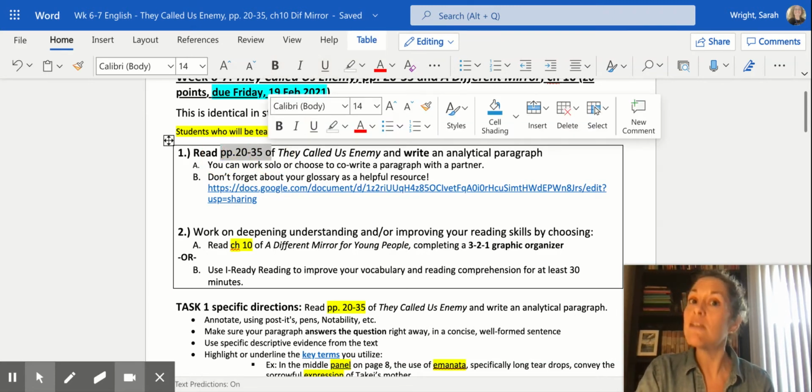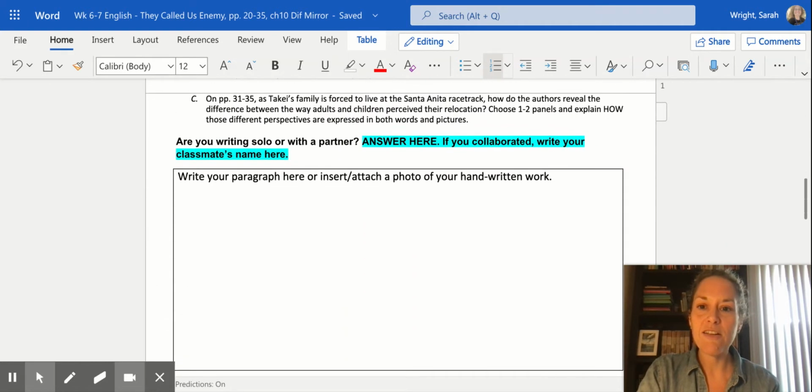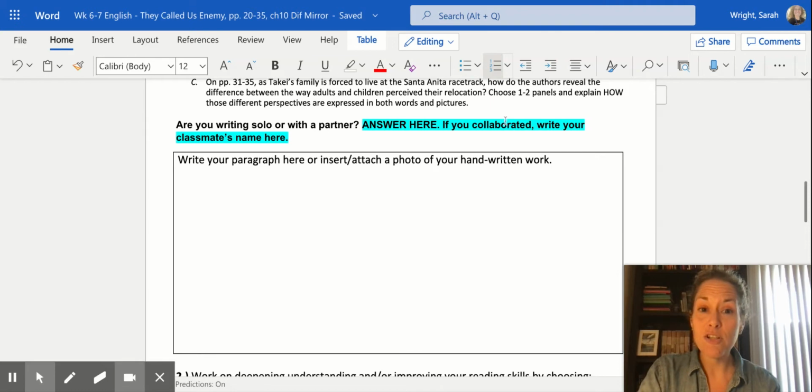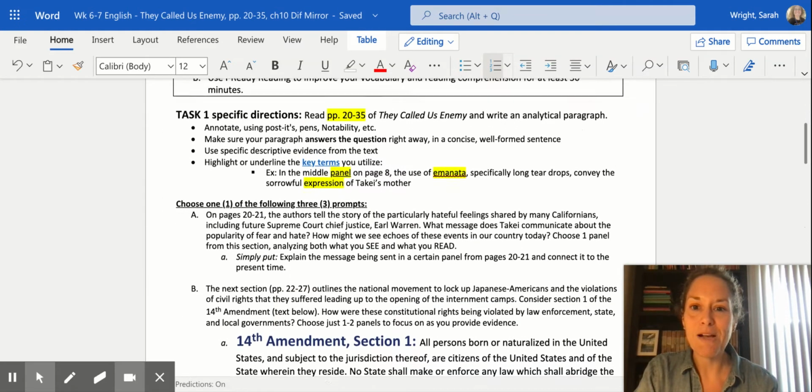Same as last week. You can work on your own, or you can choose to write with a partner. Please just let me know if you're doing that. As you can see here, if I'm scrolling down, answer if you're collaborating with someone, just so I know what to expect. You'll put your paragraph here, or it says you can attach or insert a photo of your handwritten work. So if for whatever reason you're having tech troubles, or you just prefer to do writing by hand, that's totally acceptable. Just make sure you add it here somehow.